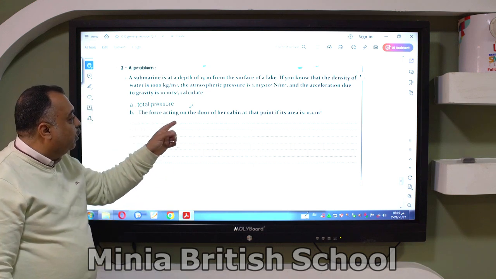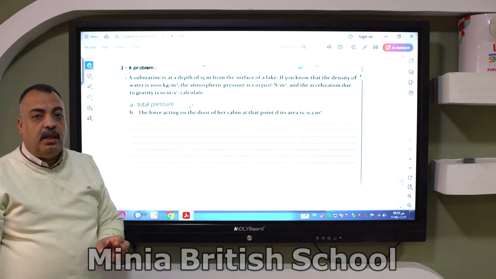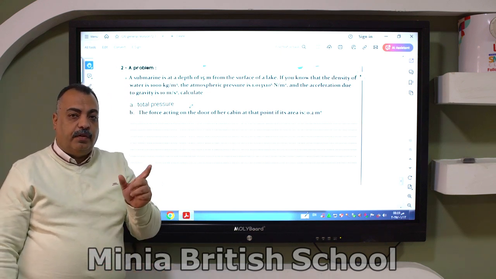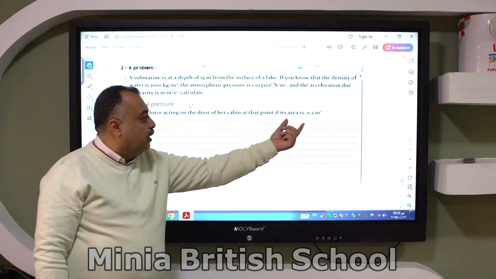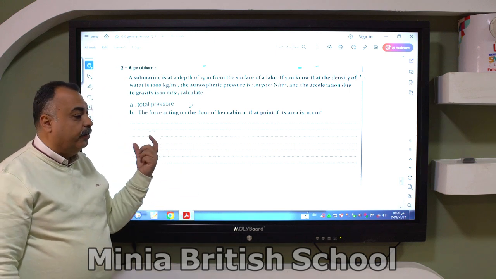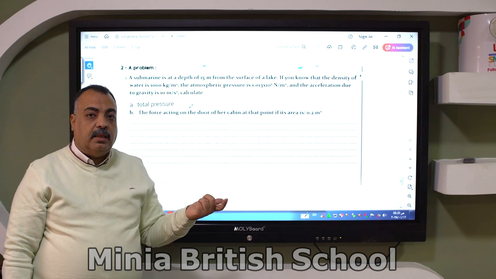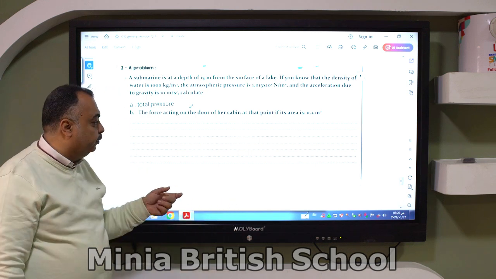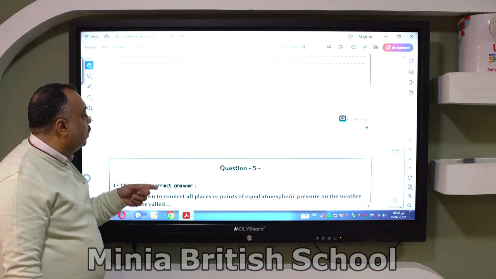The force acting on the door: from the law of P equals F over A, F for the force and A for the area. Here is the area, and the pressure we have from the total pressure, so we can calculate easily the force here. Okay.